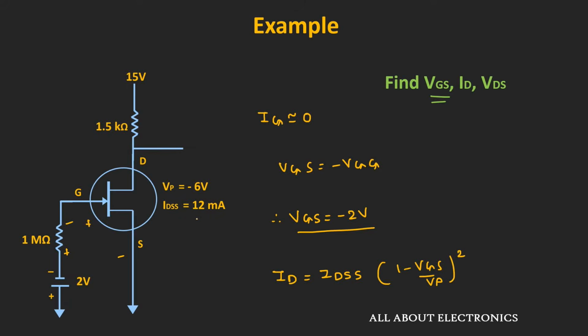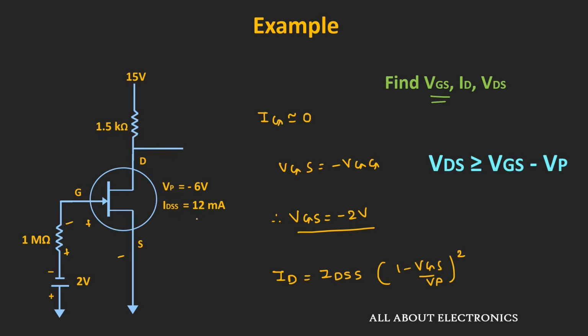So here, initially let us assume that the JFET is operating in the saturation region. And considering this, let us find out the voltage VDS. And later on, we will validate it by checking the condition VDS is greater than or equal to VGS minus VP. So if this condition is satisfied, then we can say that the JFET is operating in the saturation region.